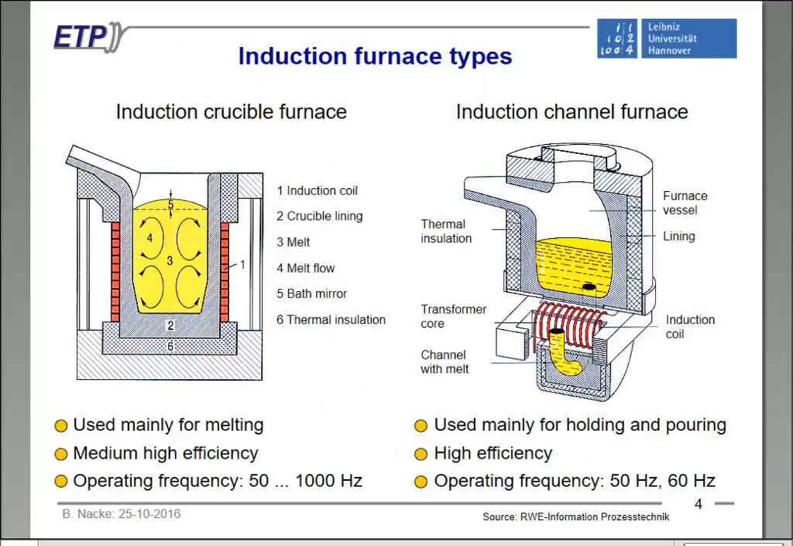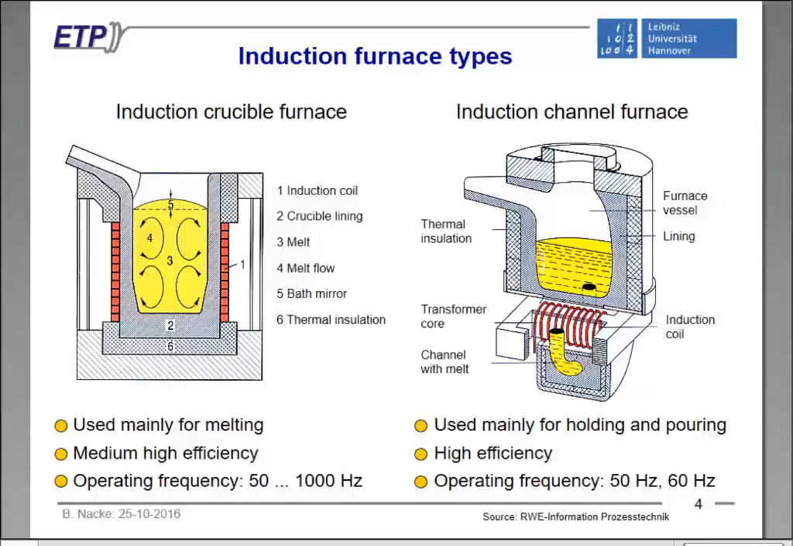So, looking at the conventional furnaces, we have two different types. That is the induction crucible furnace and the induction channel furnace. The induction crucible furnace is, from the electrical point of view, an air transformer. That means we have here, the red is an induction coil that generates an electromagnetic field that goes mainly through the air, but also penetrates then the melt here, which is shown in yellow color. Due to the direct heating of the whole melt, we have a very high density of power in the melt, which can be reached.